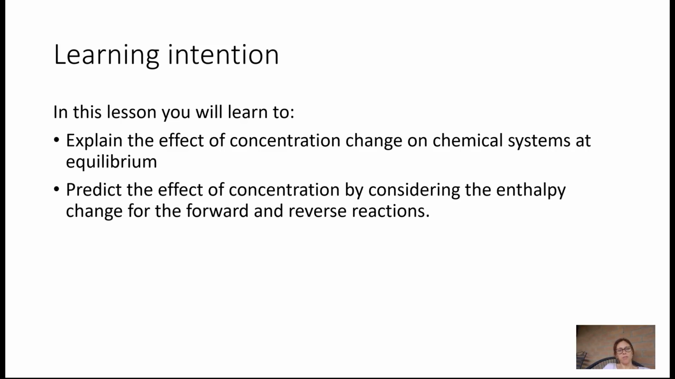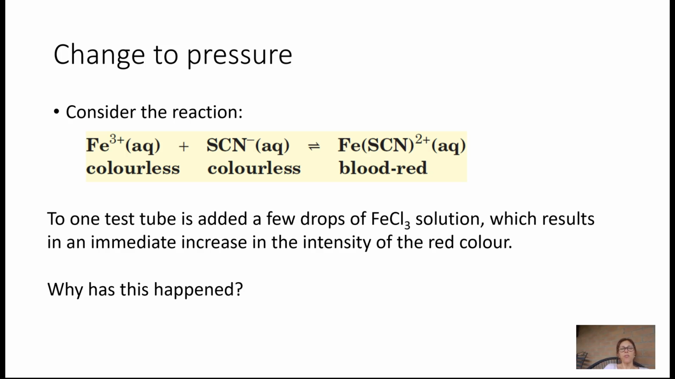So hopefully by the end of this video you will be able to explain the effect of increasing or decreasing the concentration on a chemical system that is already at equilibrium, and be able to predict the effect considering the reverse and forward reactions. So let's look at our equation here. Let's just take an example which you will do in your depth study.